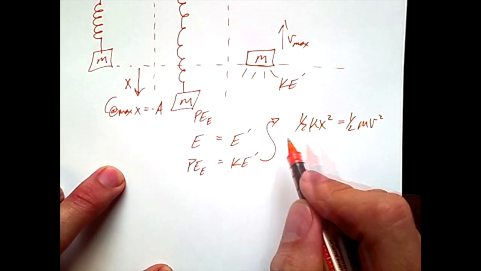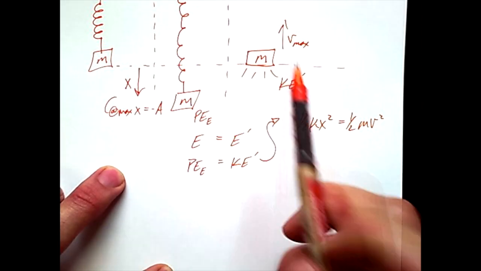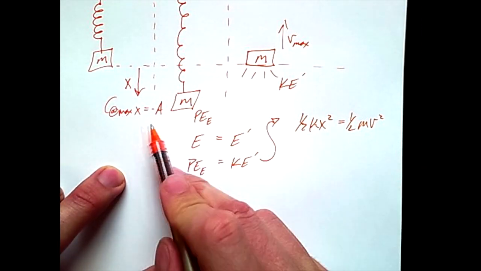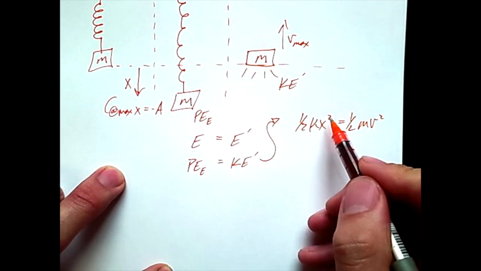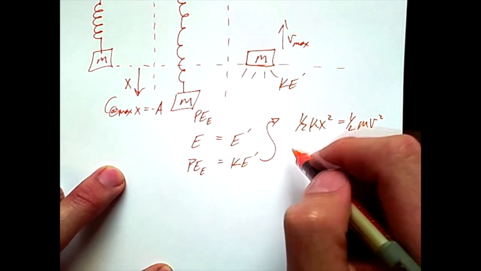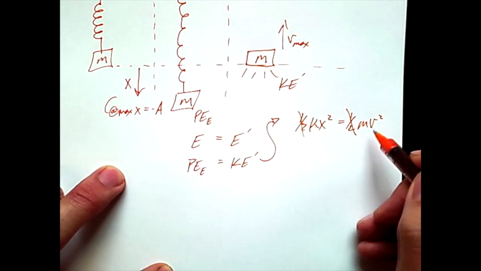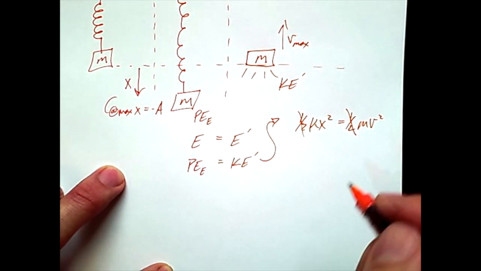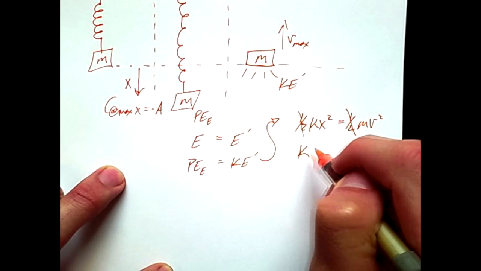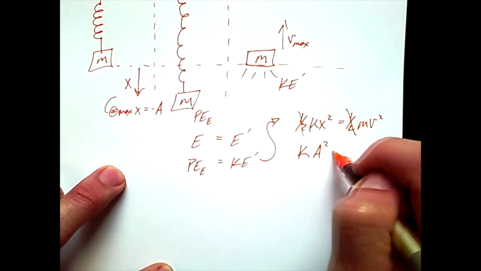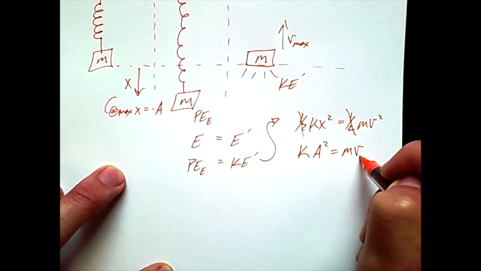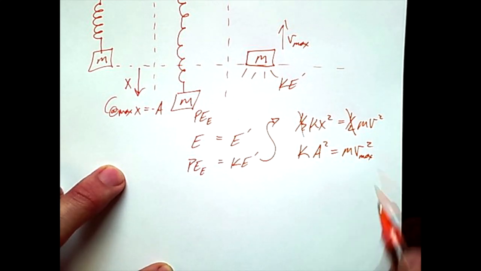But of course, at these conditions, from here to there, we know that the x is the maximum value, which is a, negative a, but we're going to square it, so that's okay. And the half term is common, so that drops out. And then, of course, at this point, v is v max. And so what we see is that k times a squared is equal to m times v max squared.